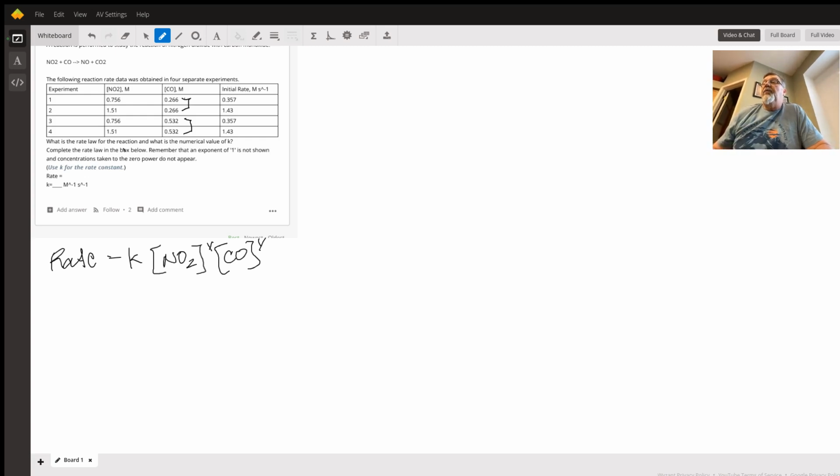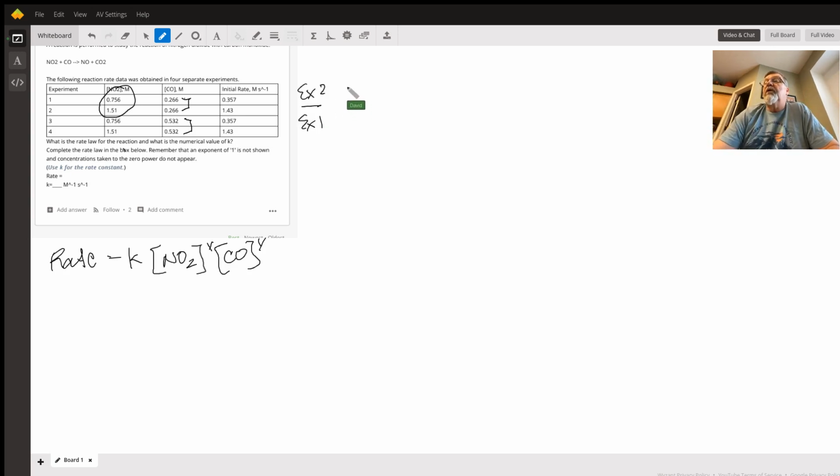So the way I tell my students to set up their equations to find out what that is, I always tell them to put the biggest one on the top. So I'm going to be looking at the concentrations here of the nitrogen dioxide, and I want to choose the biggest one and put it on top. So I'm going to put experiment number 2 on the top and then experiment 1 on the bottom. That way I don't have any fractions to deal with. So it's going to look like this.